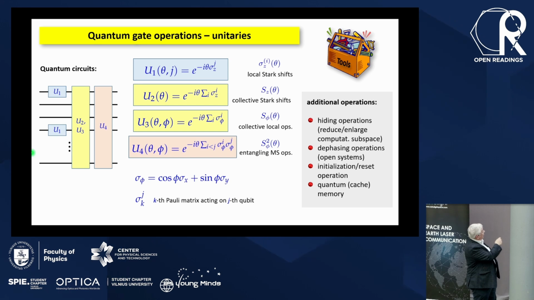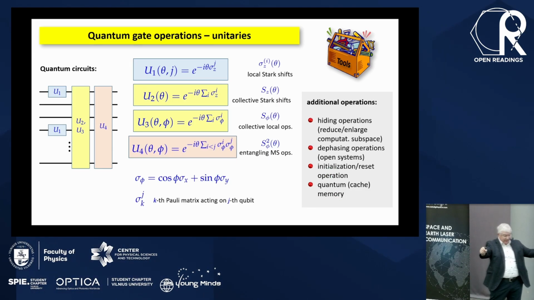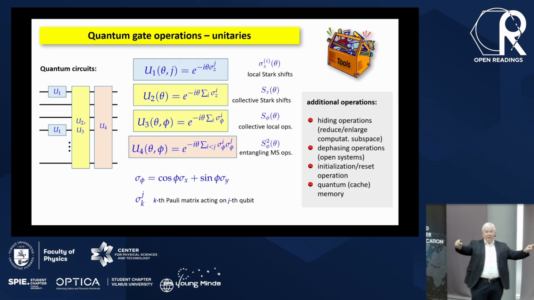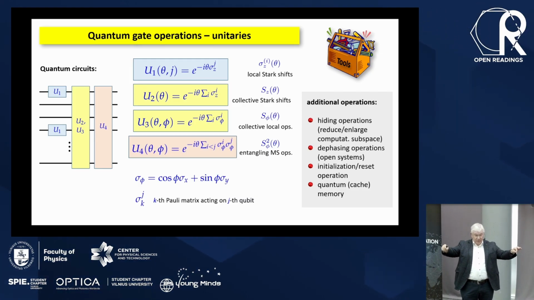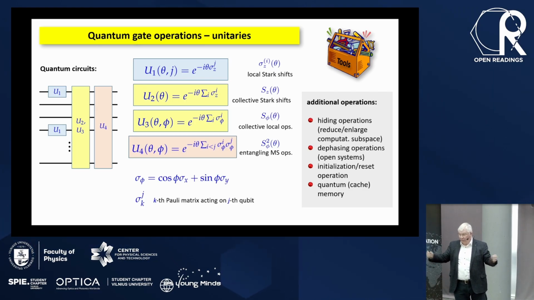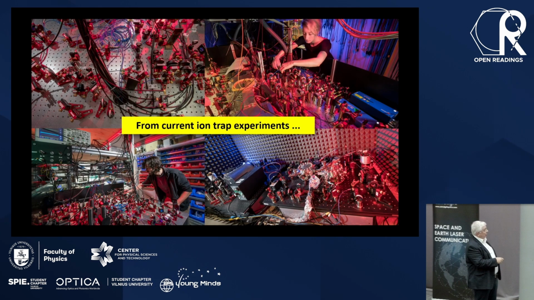We can hide one of these individual lines by using non-participating states in the atom, so we can reduce or enlarge a computational subspace at will. We have dephasing operations, open system simulations. We can initialize or reset the system, and we have even a quantum cache memory. We can use 2 of these states in superposition to hide full quantum information while we do other operations on the system. That doesn't last long enough to do that forever, but long enough to do other operations in between. And then we can optimize these operations quite a bit.